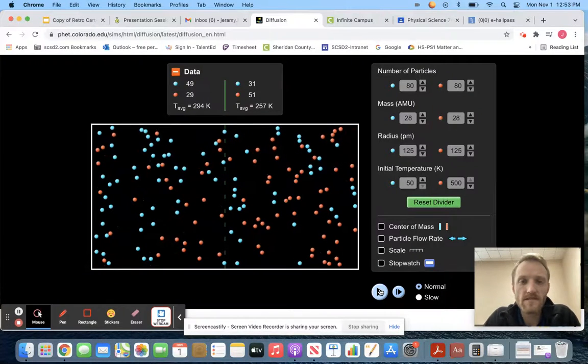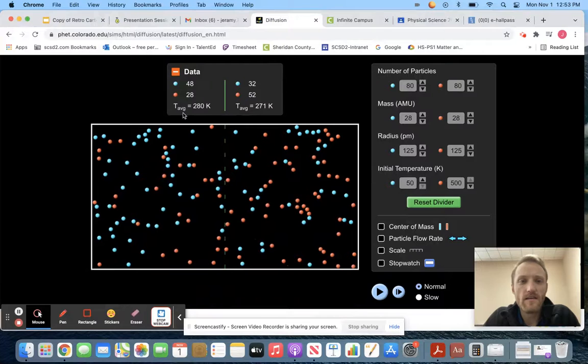So when we go ahead and pause this, we can see that they are much closer, right? We have very similar energy. That's when we talk about reaching equilibrium, okay? So that's the big thing that we talked about.